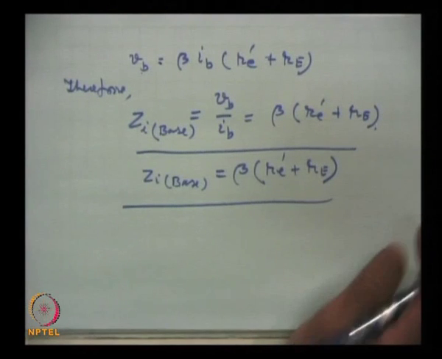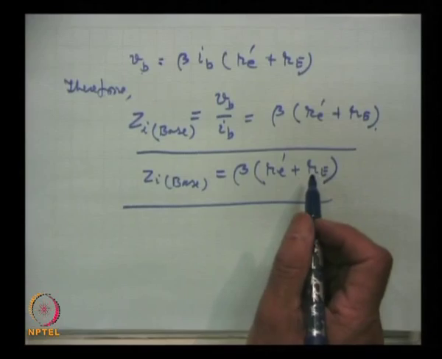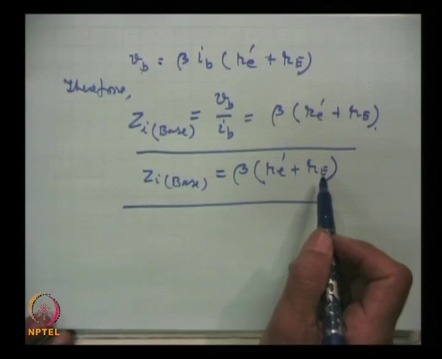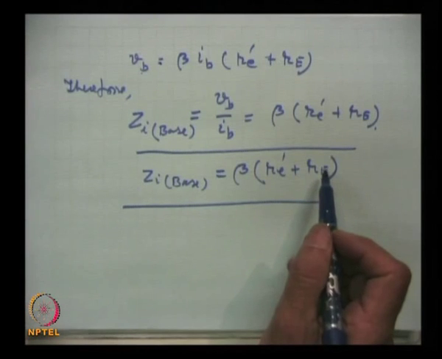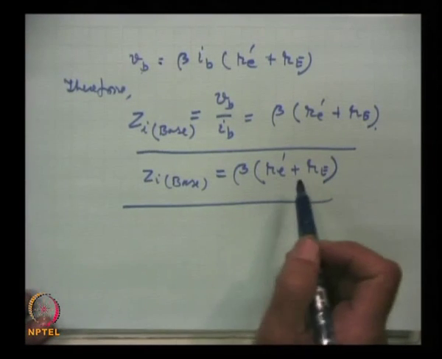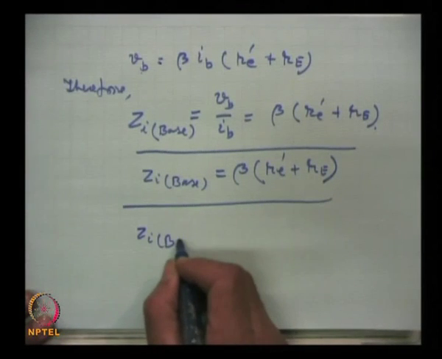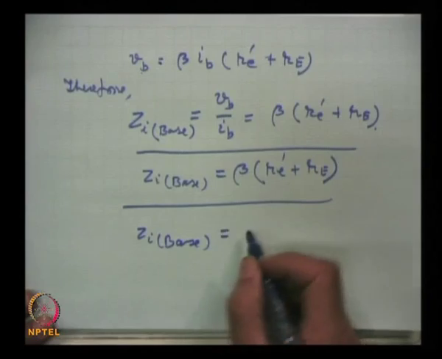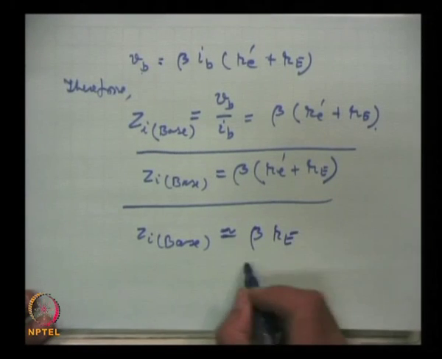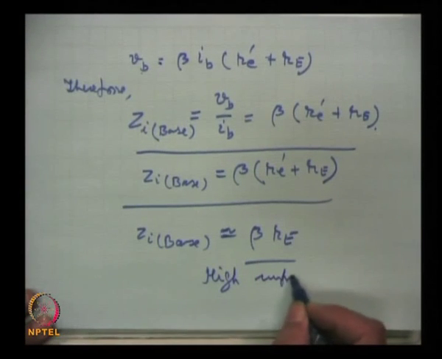When we swamp the ammeter, then R E has a finite value, say 800 ohms or 1 kilo. R E prime is very small and it can be neglected. In that case, Z I base will be very close to beta R E, a very high value, high impedance.